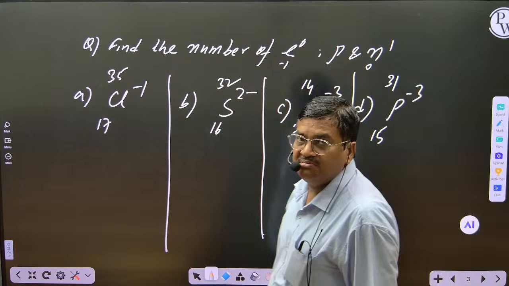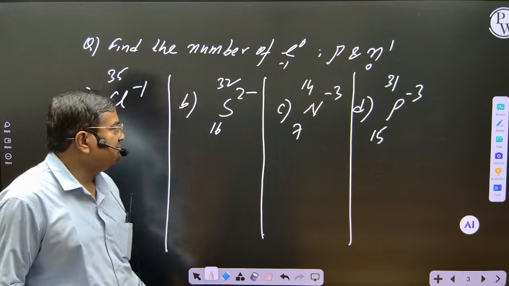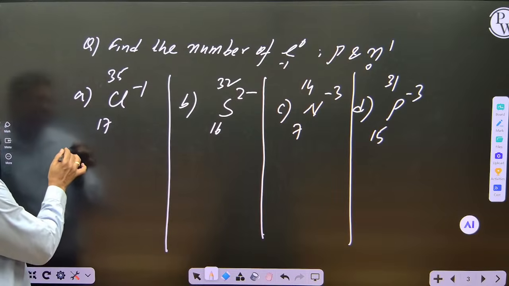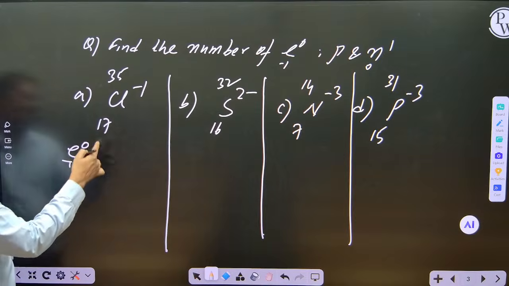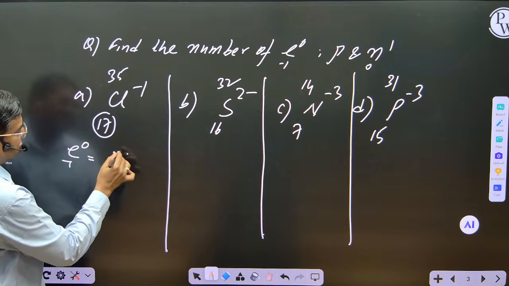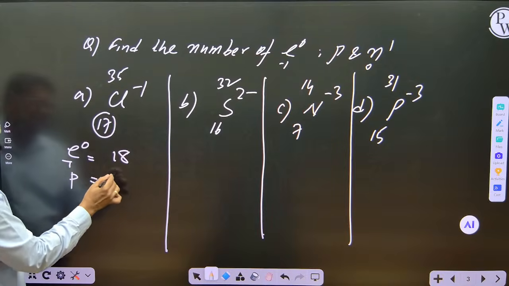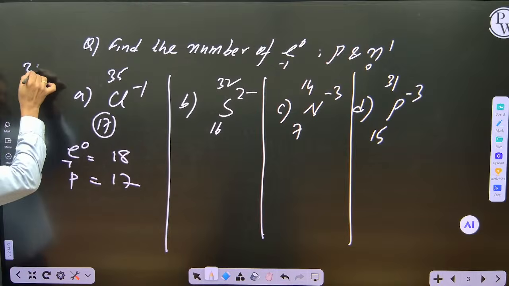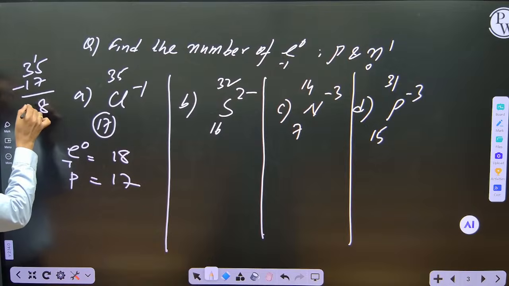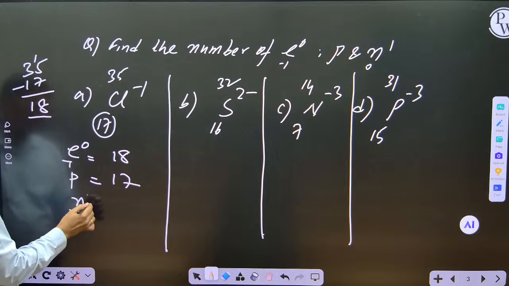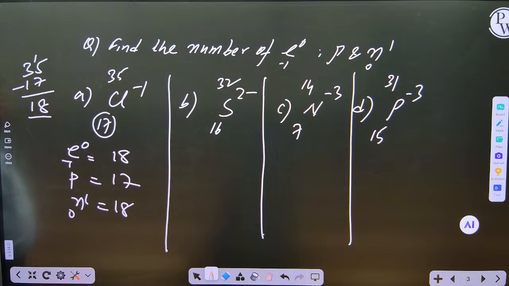Since it is an anion, you have to be careful here. An anion will add electrons. Here electrons and protons will not be the same. When I am considering electrons, 17 gained 1. Understood, students? To this 17, I have to add 1. That means electrons come to 18, protons no change. Neutrons: from 35 subtract 17, that is 18. 18 will be neutrons. Understood? This is for the chloride ion. Electrons are 18 because it has gained 1. Protons no change. Neutrons will be 35 minus 17.